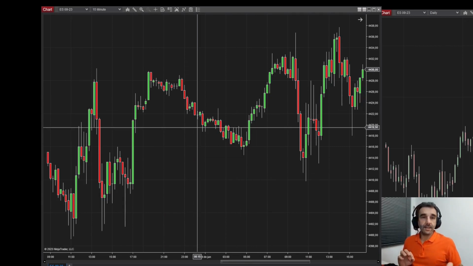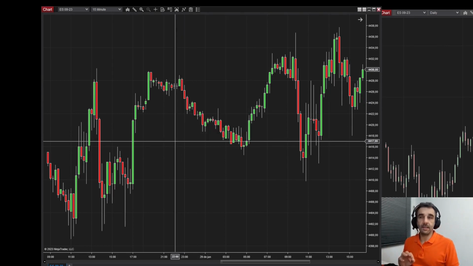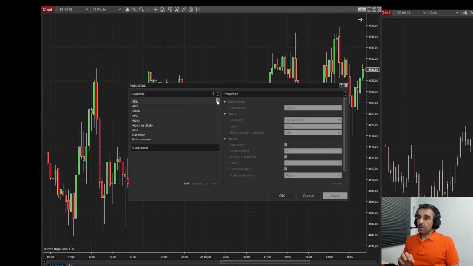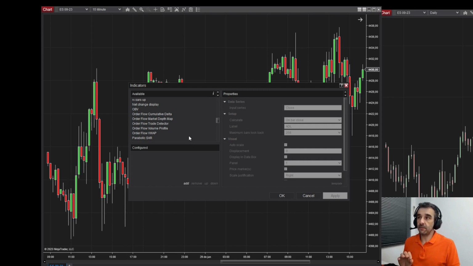If you right click in the area of the chart and go to indicators, you should look for order flow. All the indicators start with order flow, and we have here 5 indicators. First one is the cumulative delta. What is its objective? Cumulative delta shows the activity from sellers and buyers. In this case, it's the net difference between buyers and sellers.